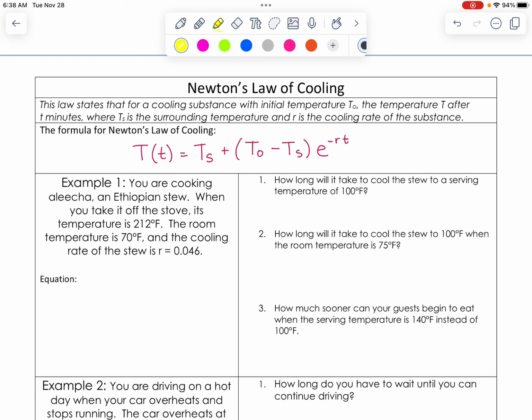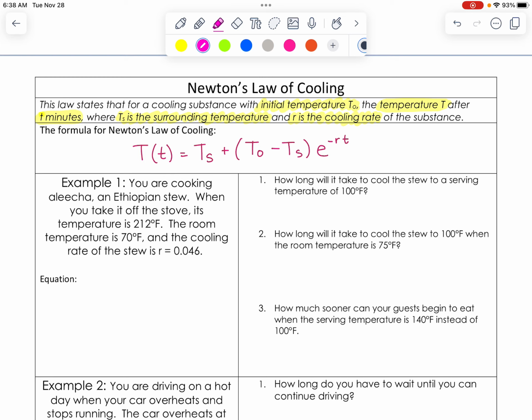And so all these pieces, we have big T, which is the temperature after t minutes. So this is the final temp, is big T. Little t is the amount of time in minutes. T sub S is the surrounding temperature of whatever your thing that's cooling is in. R is the cooling rate of said thing that is cooling. And T sub 0 is the initial temp. That's the temp it starts with.